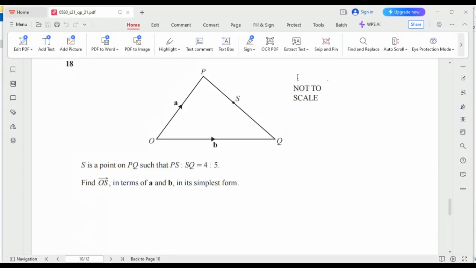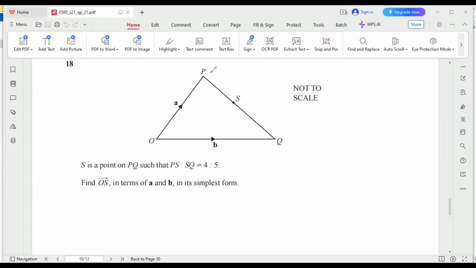So let's do this question. It says S is a point on PQ such that PS ratio SQ is 4:5. So this is 4 parts of the whole, this is 5 parts of the whole. That means in total there are 9 parts. This is taking 4 parts of the 9, this is taking 5 parts of the 9. So the whole of PQ is divided into 9 parts. PS is taking 4 parts of it, SQ is taking 5 parts of it.